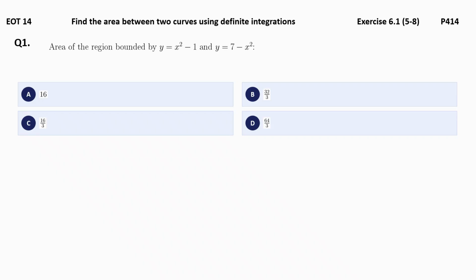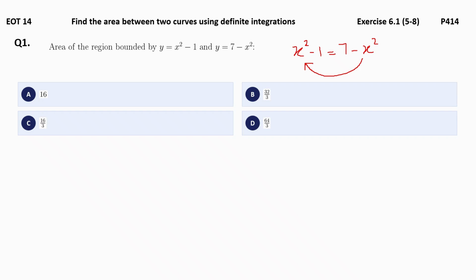So let's begin: how to find the area of the region bounded by the given functions. First step, let's equate the given functions. x square minus 1 is equal to 7 minus x square. You can enter directly into the calculator exactly like this. But be aware, you will get only one value of x. You should be smart enough to analyze what is the second value. If you are confused, it is better always to bring your x in one direction.